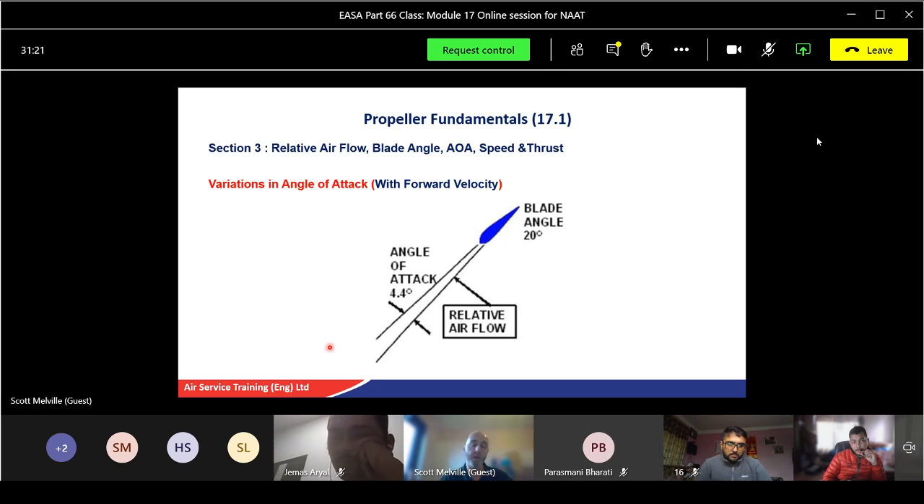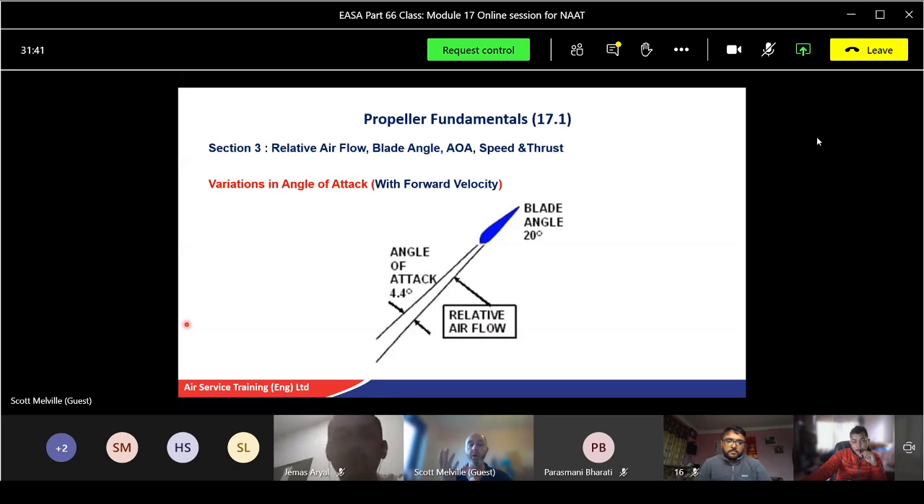So by keeping the engine constant, keeping the pitch constant, but the speed of the aircraft getting faster, it will actually decrease the angle of attack between your chord line and your relative airflow. Okay. Does that make sense? Anybody lost there so far?